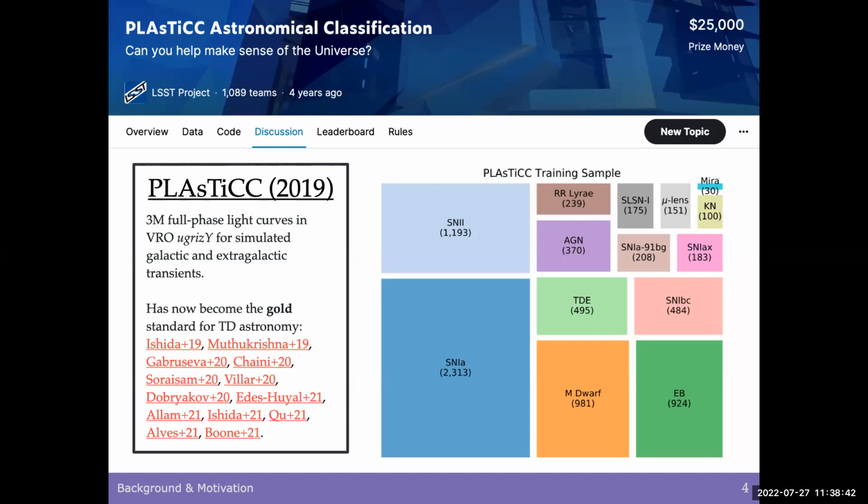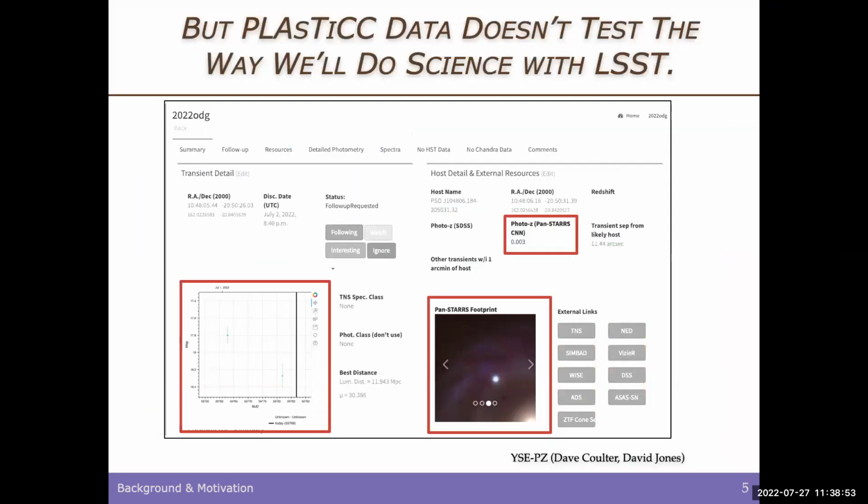However, there were some limitations that were known at the time, and in general, the data that was presented is not the way that we're going to do science with LSST. The way that we're going to do science with LSST, as you've heard a lot of times over the past couple of days, is in a framework similar to what you see up here. This is a screen grab from Easy Peasy, which was developed by Dave Coulter and Dave Jones, who's there in the audience.